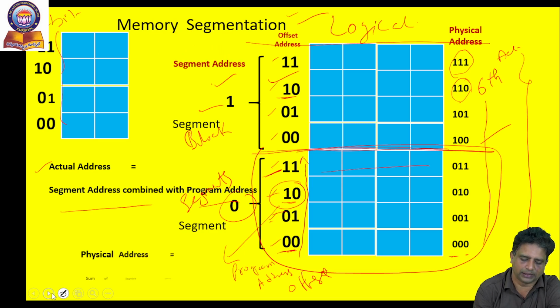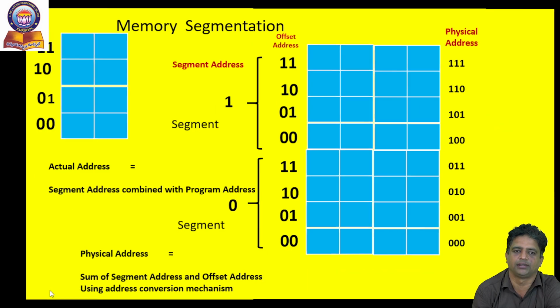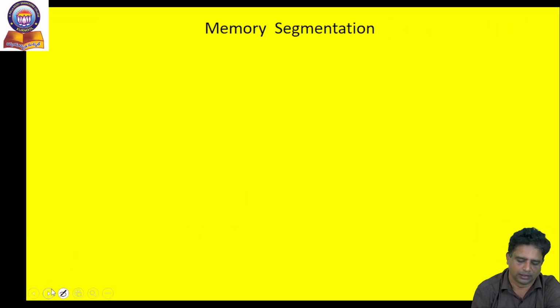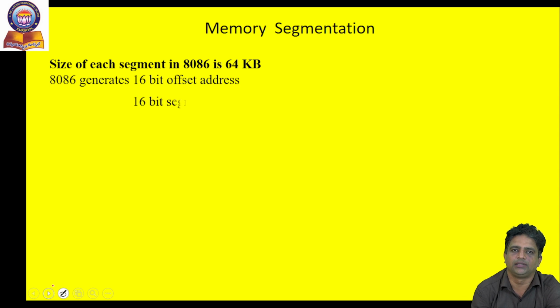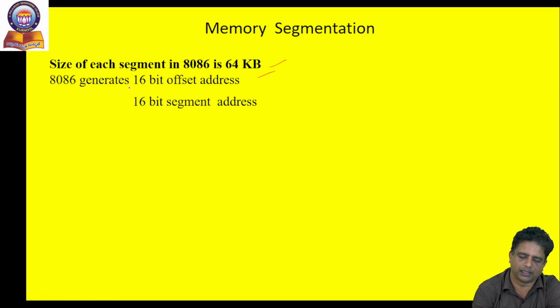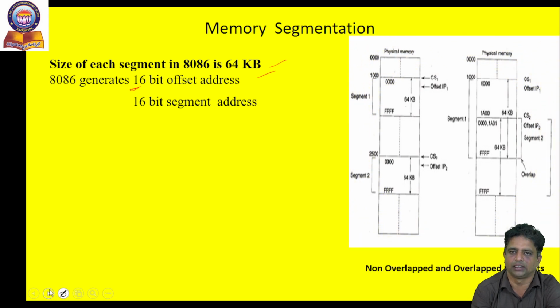So the relation is explained like this. Physical address is the sum of segment address and offset address. And this is happening with the black color box we have seen in the architecture as memory segmentation blocks. The size of each segment in 8086 is 64 KB with respect to a 16-bit offset address. The capacity we discussed earlier is now 16-bit physically in 8086. And segment address and offset addresses are given like this.